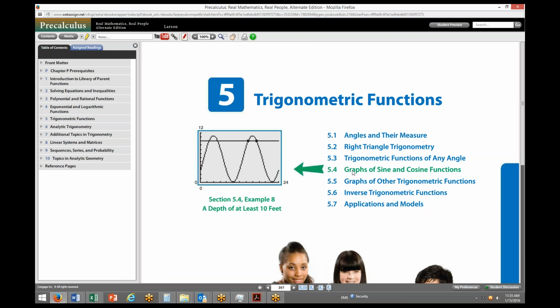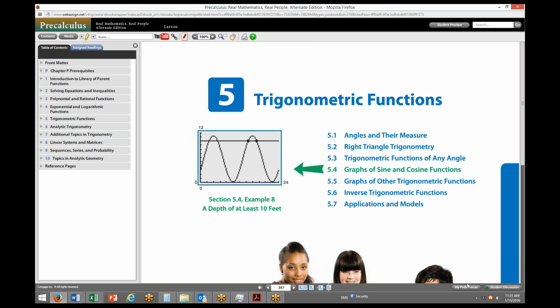Okay, so Chapter 5 is the first of 4 chapters that we're going to cover in this course. Chapter 5 on trigonometric functions. Then we're also going to do Chapter 6, 7, and 10: analytic trigonometry, additional topics in trigonometry, and finally topics in analytic geometry that are related to trigonometry. So these are our 4 chapters starting with Chapter 5, and we will cover all 7 sections in this chapter. From the very first one, 5.1, angles in their measure, that is our focus in this lesson.